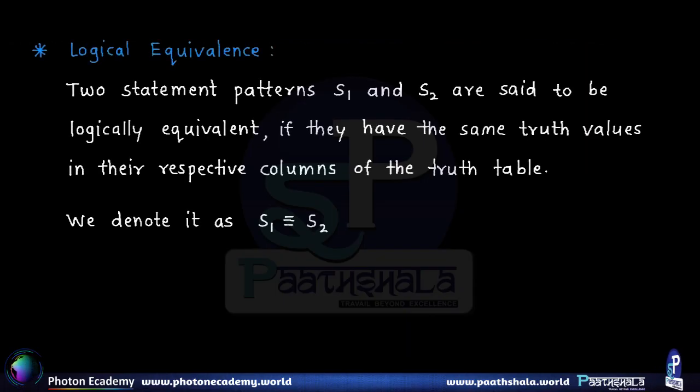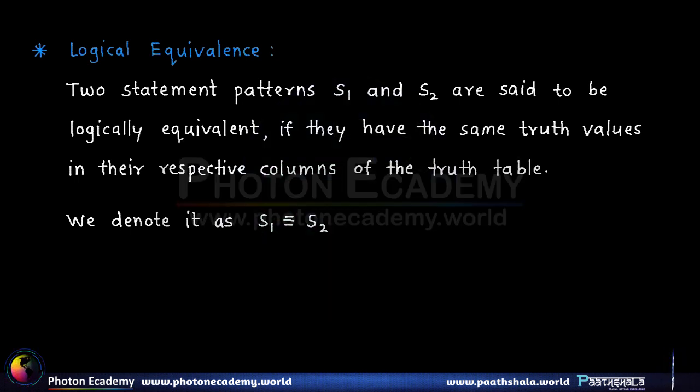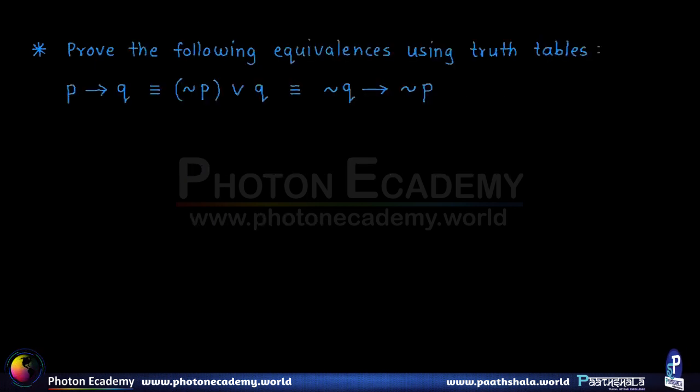Let's go ahead, and here we see what is called the logical equivalence of two statements. Two statement patterns S1 and S2 are said to be logically equivalent if they have the same truth values in their respective columns of the truth table. If the two statements are equivalent, then we denote them as S1 ≡ S2 as shown here. Let us solve one example based on this.